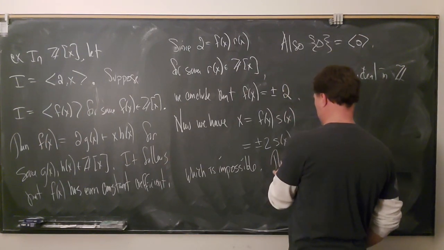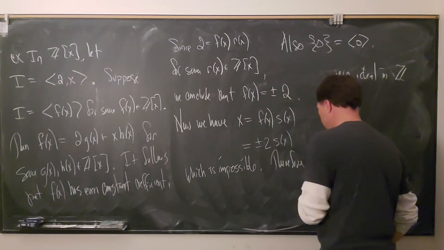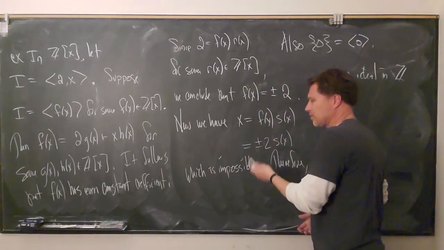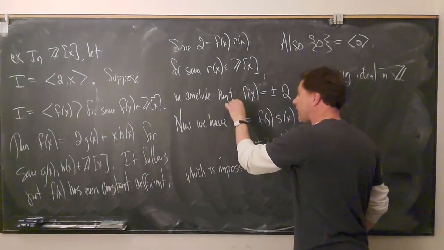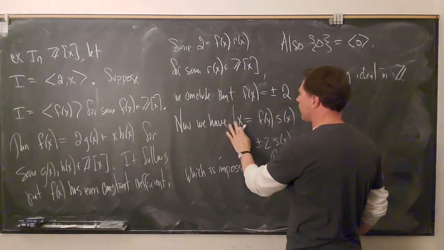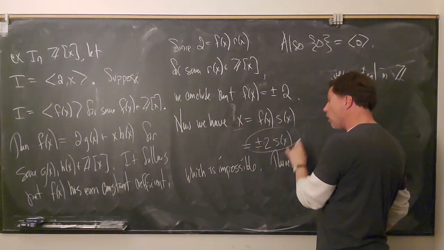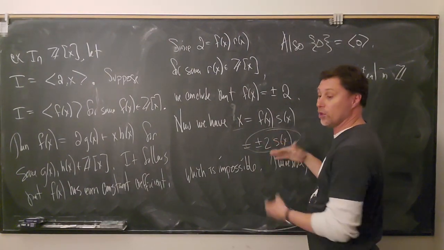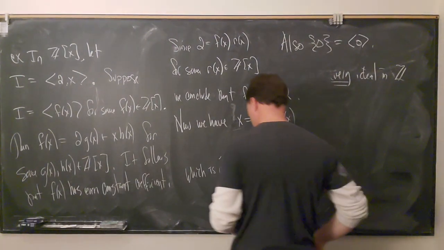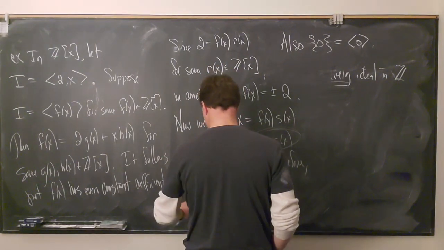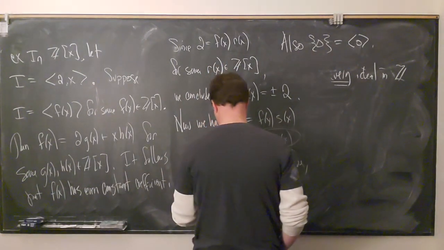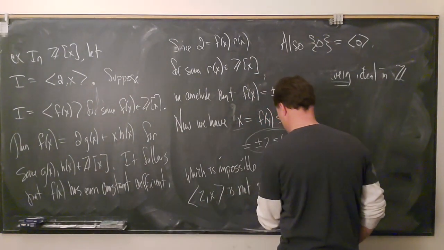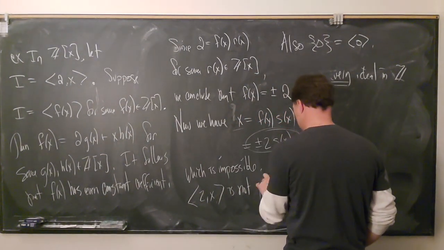Therefore, we have a contradiction here. So what do we have? We have an odd coefficient right here. There's a 1 right here, right? And over here, all the coefficients are even. So we've got an odd coefficient equal to a polynomial that has all even coefficients. That's impossible. So therefore, (2, x) is not principal.